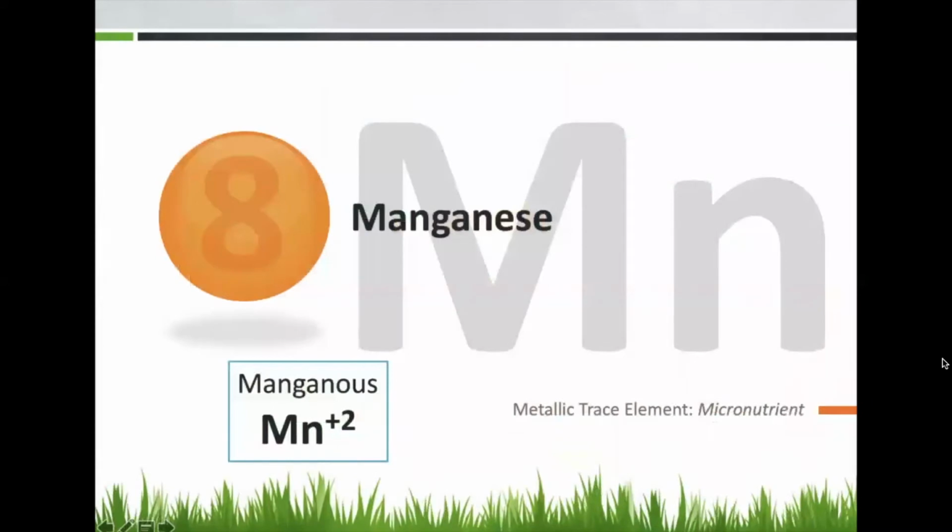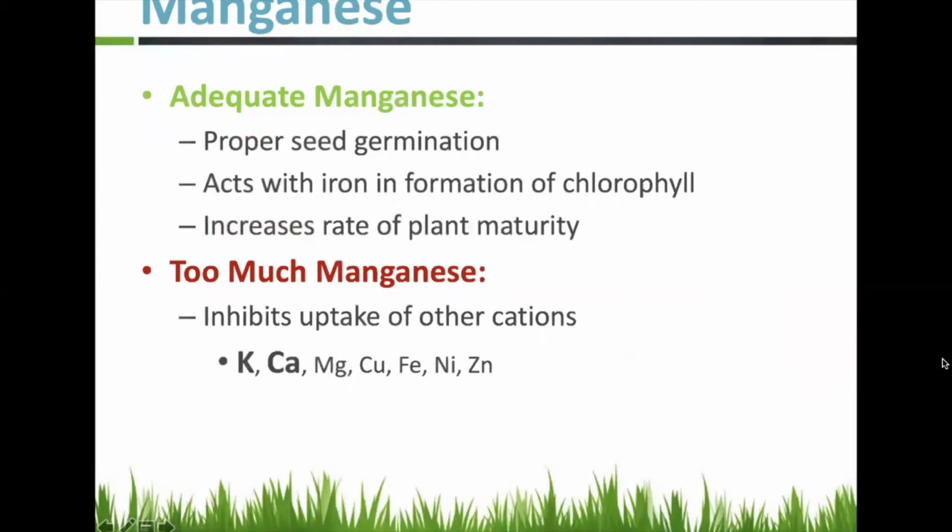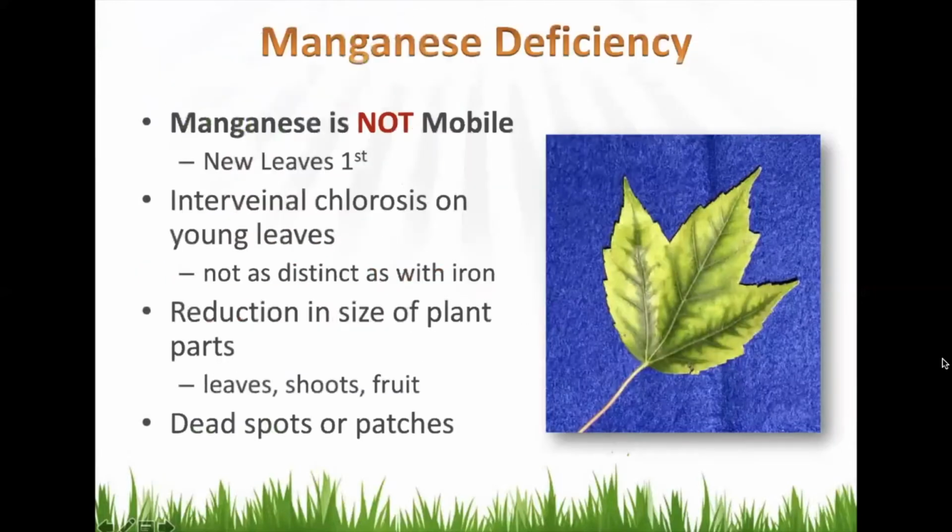Next, we're going to discuss manganese. With adequate manganese, this is going to promote seed germination, and it also acts to form chlorophyll, so you're going to have nice green leaves, and it increases the rate of plant maturity. With too much manganese, it inhibits uptake of other cations such as potassium and calcium. Manganese is not mobile, and it affects the new leaves first. It has interveinal chlorosis on younger leaves.